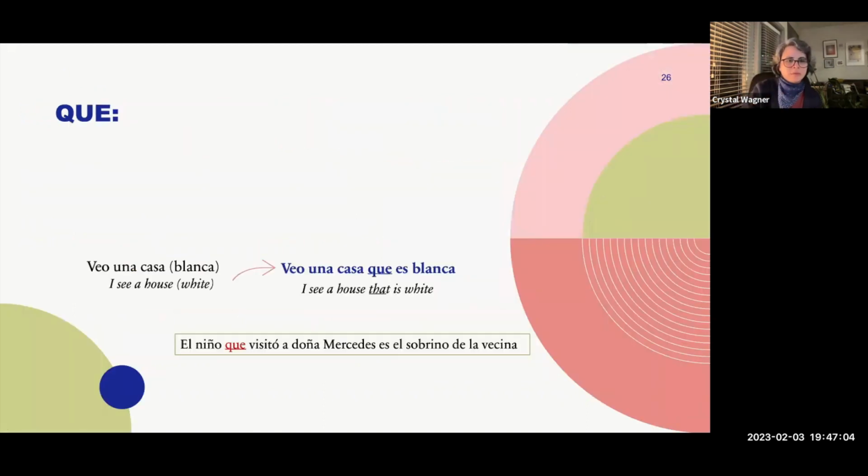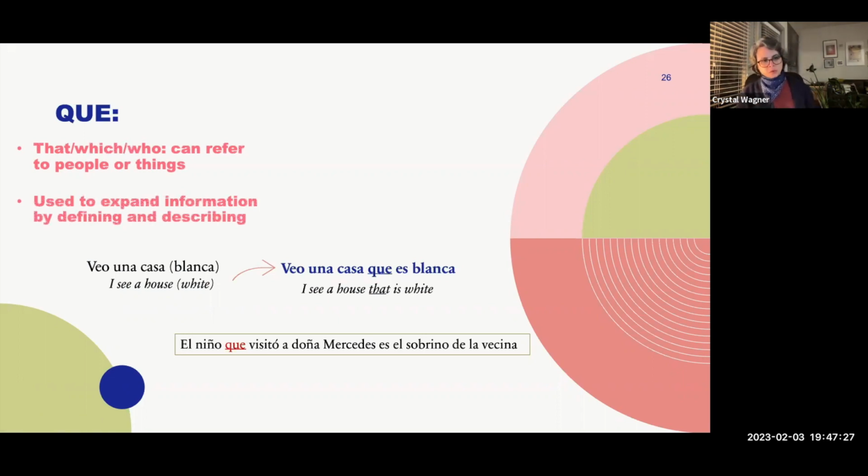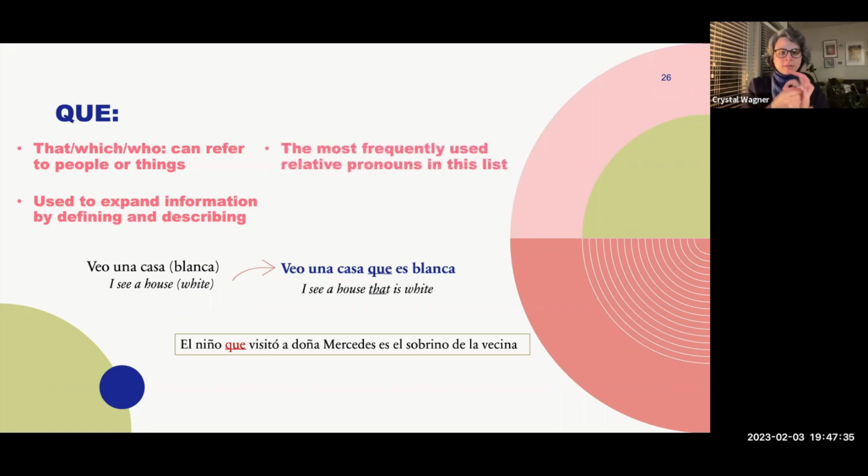Okay, let's start with this one. So it can have different meanings. I know that can be confusing, but it doesn't have to be, because we're going to give you very definite examples, and you're not going to have any issues with it if you follow these rules. So it could be that, it could be which, or it could be who. It can refer to people or to things, but always focus on these two uses. You can use it to give more information, to define and to describe, and to link sentences together. And this one is the one that is used most of all of the three that we're studying, okay?